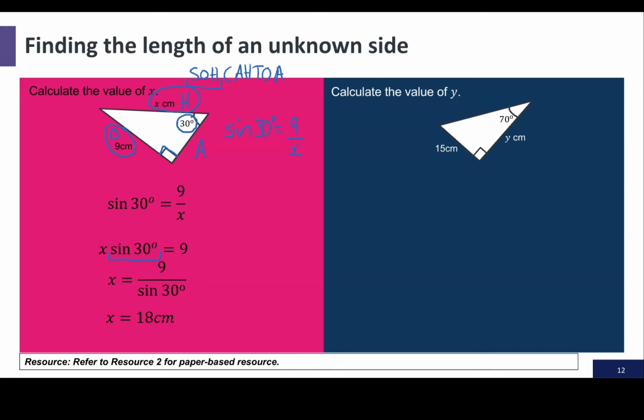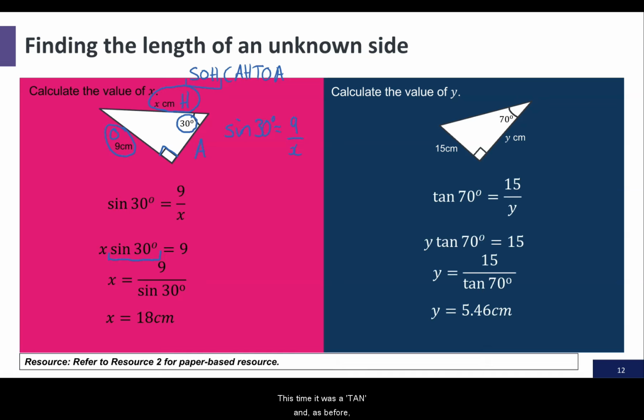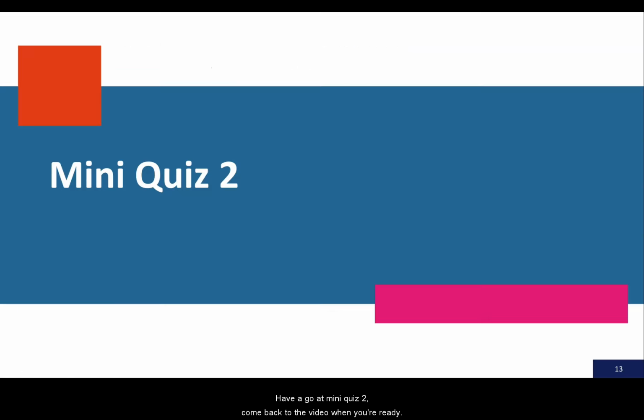Here is the solution. This time it was a tan, and as before we need to divide through by tan 70. Have a go at mini quiz 2 and come back to the video when you're ready.